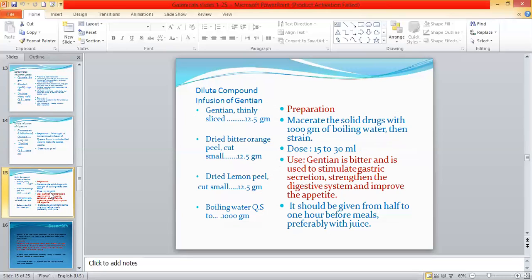Gentian is a bitter tonic and is used to stimulate gastric secretions. It strengthens the digestive system and improves the appetite. So patients who have a weak digestive system, their digestive system will be strengthened by using this dilute compound infusion of gentian. It should be used 30 minutes or 60 minutes before a meal with a glass of juice.